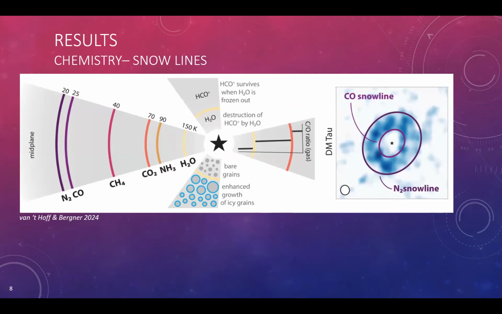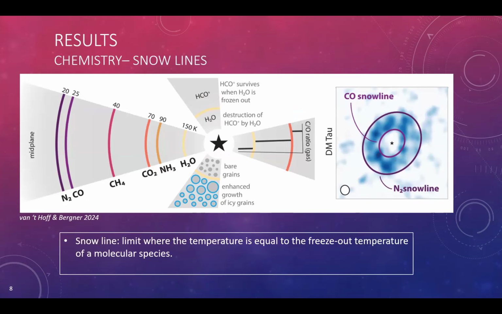Another important aspect of this implementation is that now you can compute some temperatures. In particular, you can estimate some regions where you expect to find these snow lines. The snow line is a region where the transition between states, between gas and dust, happens for certain molecules. So you can see here different molecules, and the corresponding observable in a disk.